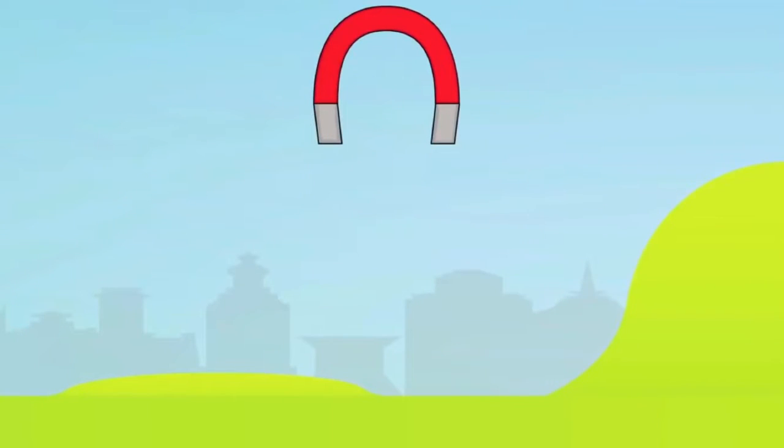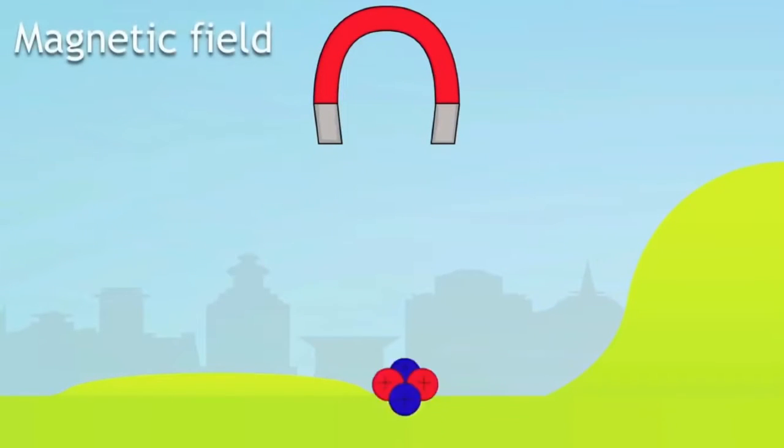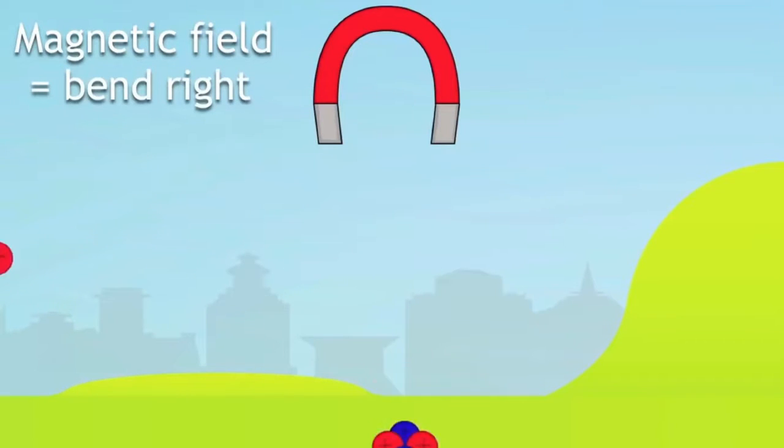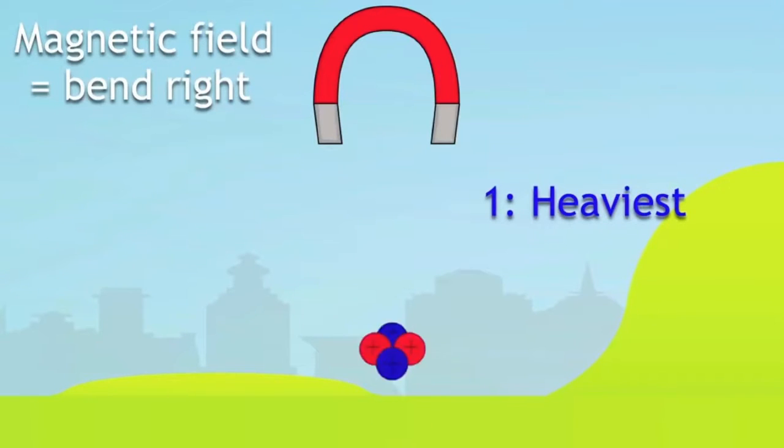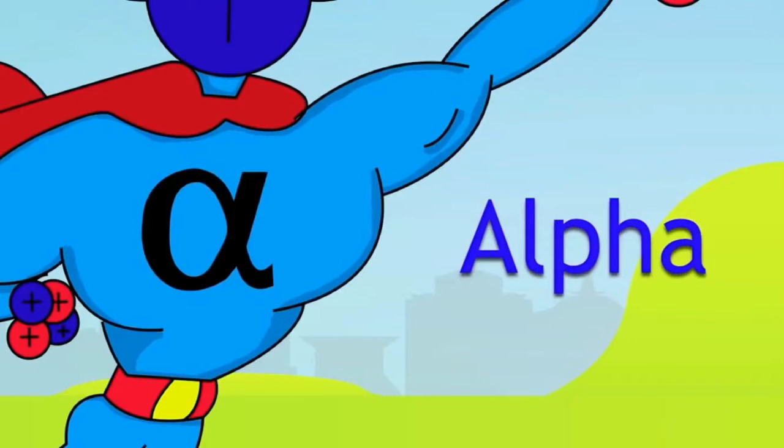When alpha is in a magnetic field, it bends right a lot. This bending shows its property, which is that it is the heaviest radiation and it is the most charged. This is the symbol of alpha, and it is not penetrating.